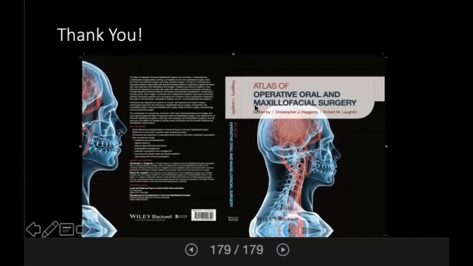Okay. We do have another question from Dr. Moore. It says, some research does not support the use of locator-supported dentures in the maxillary arch. What are your thoughts on this?